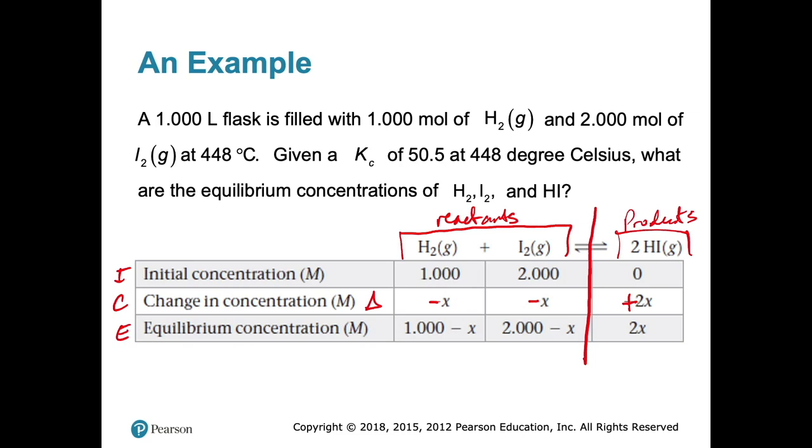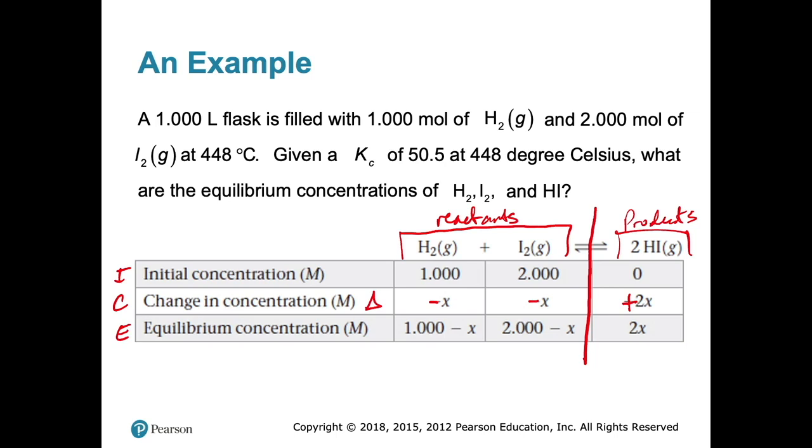So it's minus X. But then since we know that it's 2 moles of hydrogen iodide for every mole of iodine and hydrogen, it's plus 2X here, because there's 2 moles there. So it makes sense, because if you're losing X here and you're losing X here, you have to gain an X over here. But the reason why it's a 2X is because there's 2 moles of hydrogen iodide.